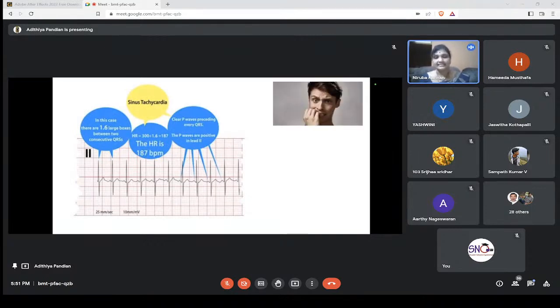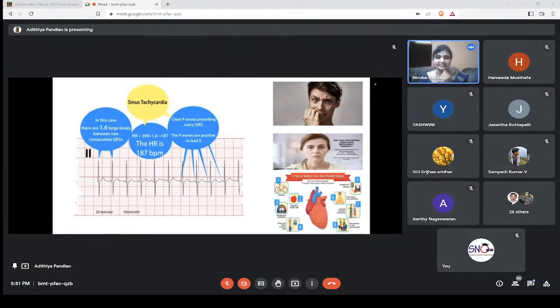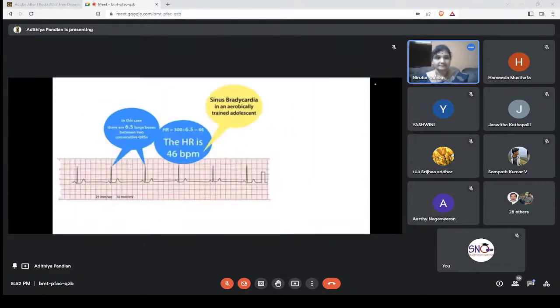You get it in anxiety. Next. You can just scroll it fast. Okay, you get it in anemia, and heart failure. In all these conditions, you get a sinus tachycardia. Next. Sinus bradycardia is the one you get in athletes, in meditation conditions, and in cardiomyopathies. In all these conditions you get sinus bradycardia. Next slide, please.